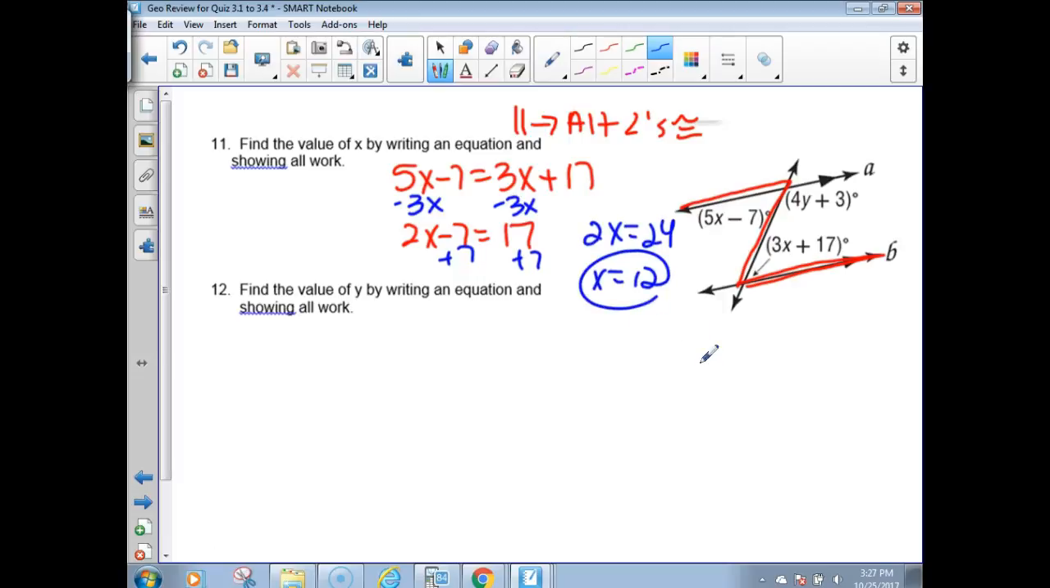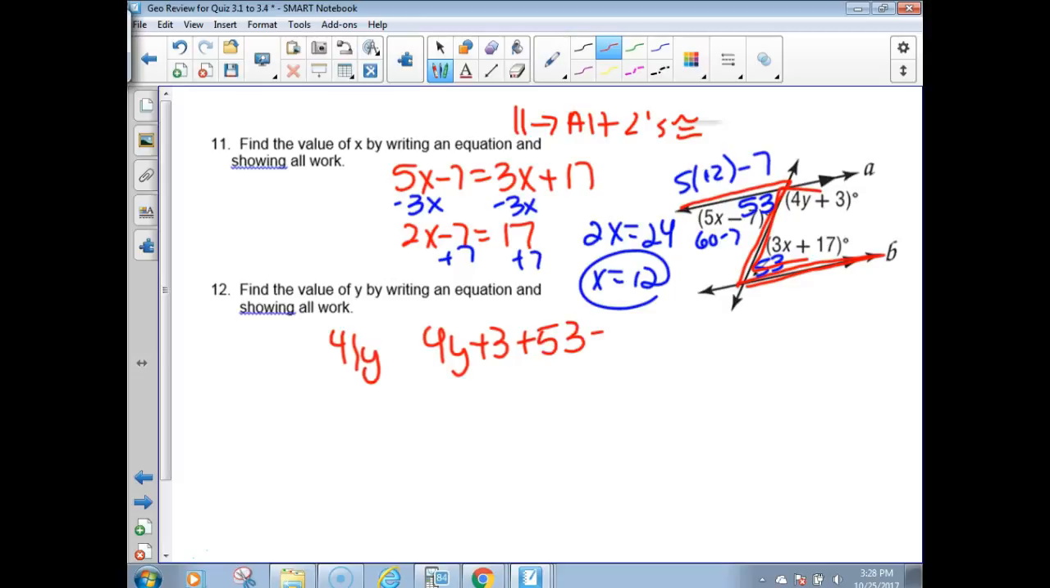Now, I had to finish that one because I need to use that 12. So I'm going to have to plug it back in. So what's 5 times 12 minus 7, please? It's 53. You know what I did twice today? 43. And no one said a word. Because I went really quick, apparently. All right, these are both 53. All right, now, that means the 4y, you see how these are on the same side interior or a linear pair. So 4y plus 3 plus 53 equals 180.